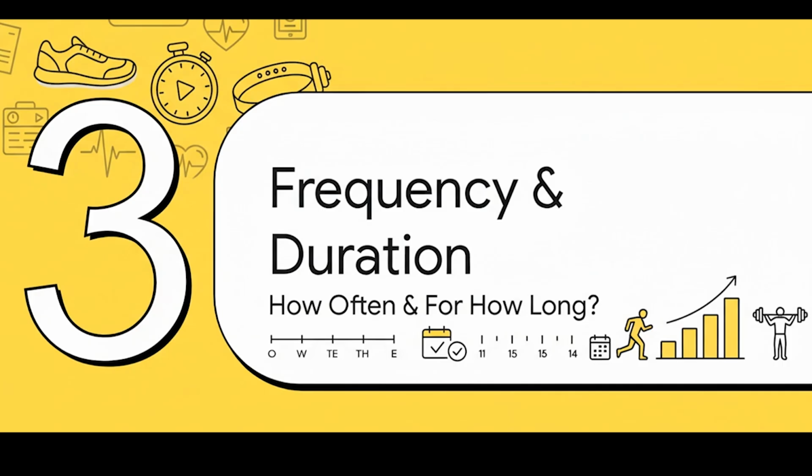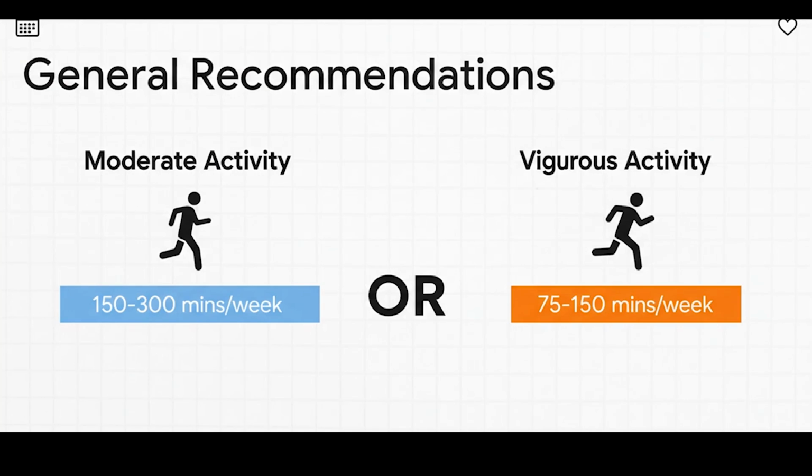Frequency, how often should they train, and duration, how long should those sessions be? And remember, these are both heavily influenced by that intensity level we just set. You'll definitely want to be familiar with the general recommendations from the American College of Sports Medicine, or ACSM. The big takeaway here is that you're aiming for a total weekly volume of activity. And notice that trade-off, right? If you ramp up the intensity to vigorous, you can get the job done in about half the total time. That's a really key concept to understand.